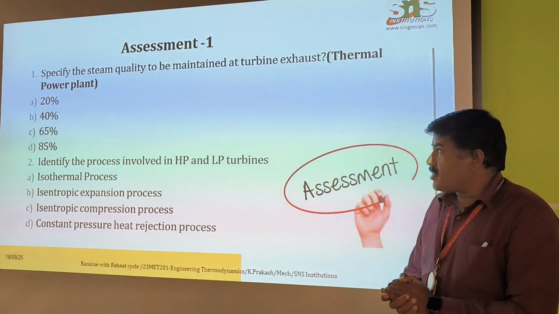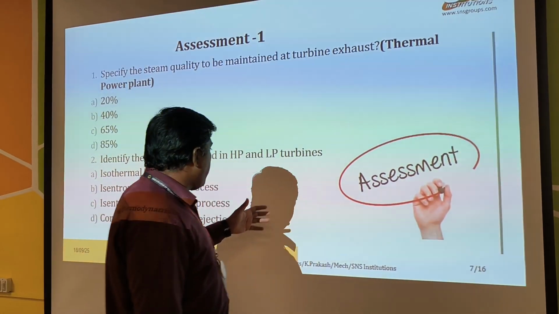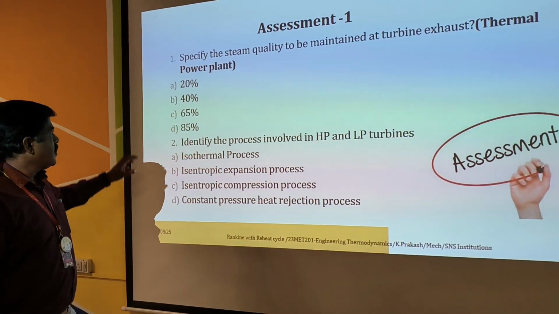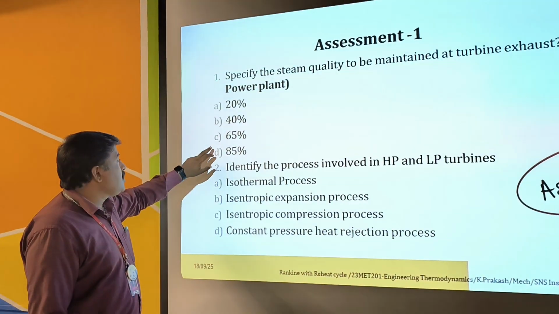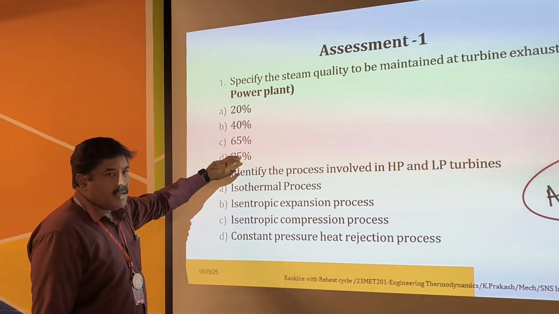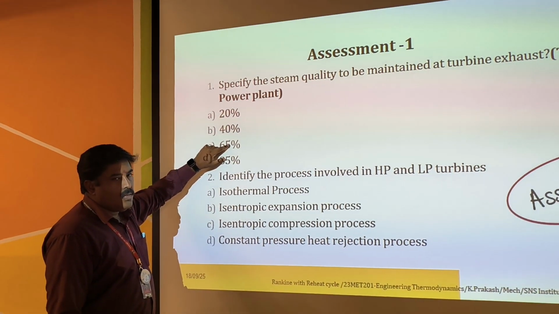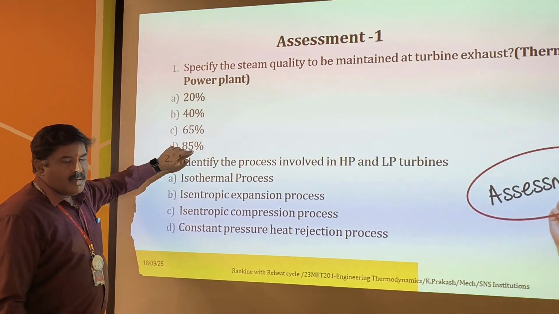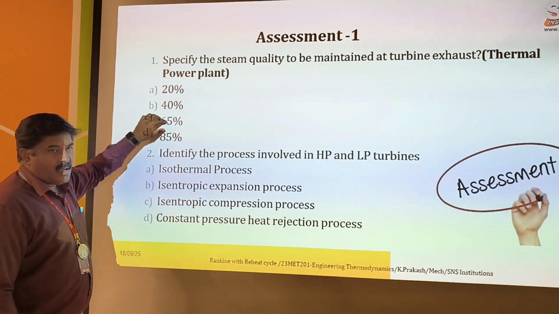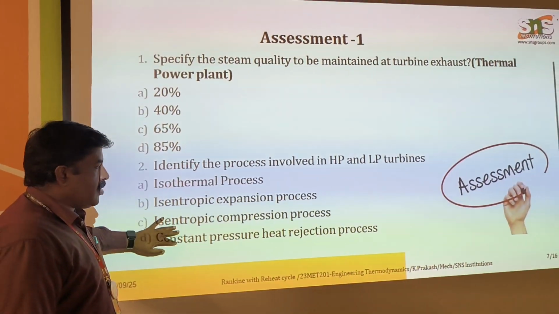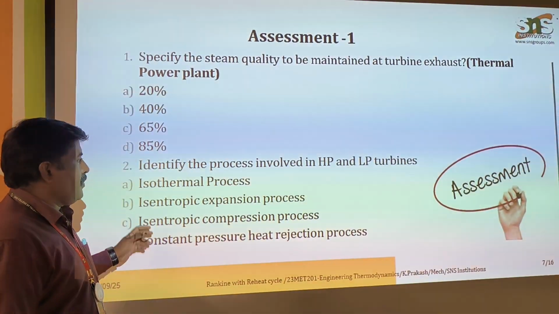Now let's have some assessment. These questions are based on the thermal power plant process, especially the steam quality to be maintained at the turbine exhaust. What is the steam quality to be maintained? If the percentage is very low or high, we are going to see the corrosion issue. So what will be the percentage? You can discuss these and give your answers in the comments.